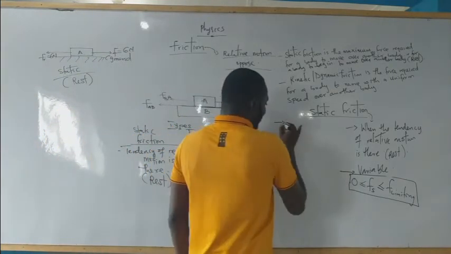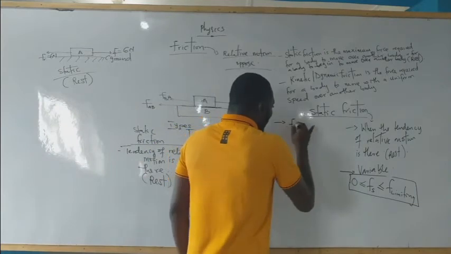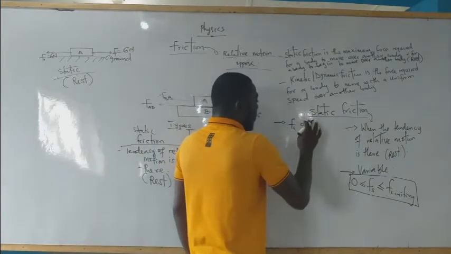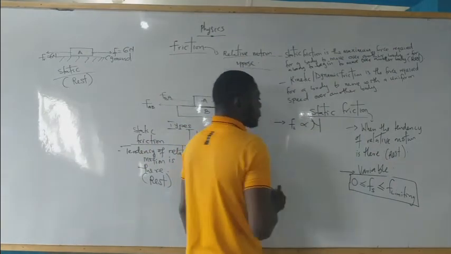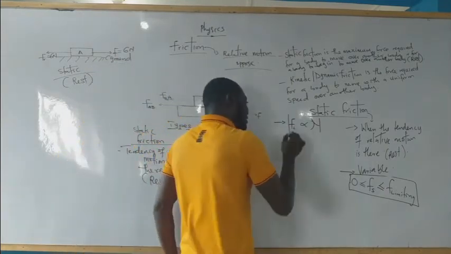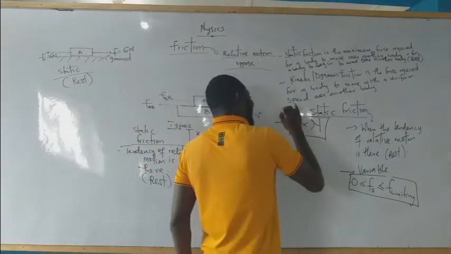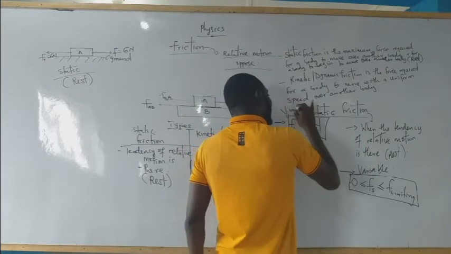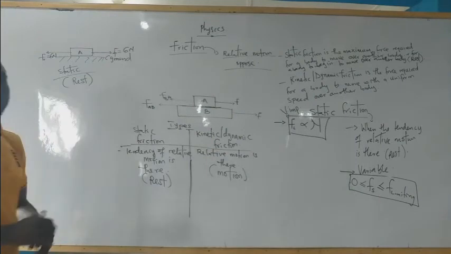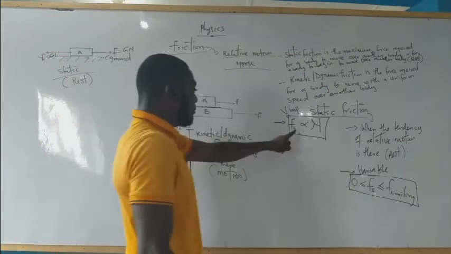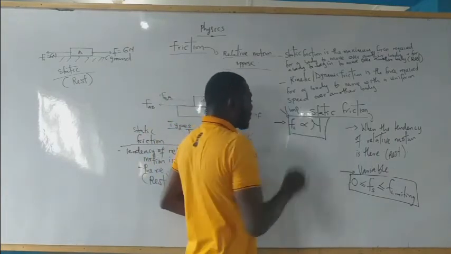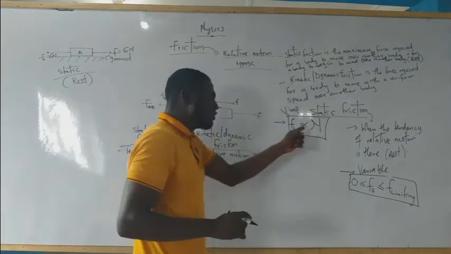The third one now. The limiting frictional force is directly proportional to the normal reaction. This is very important. Limiting frictional force is proportional to the normal reaction.